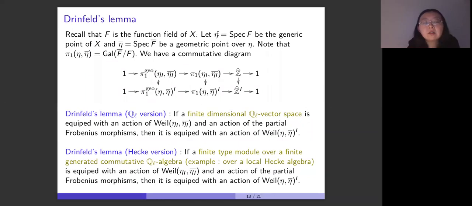We note eta the generic point of X and eta bar a geometric point of the generic point, and we have the Galois group of the function field of the curve. We have a map from the pi 1 of the generic point of Xi to the I copy of pi 1 of the generic point of X.